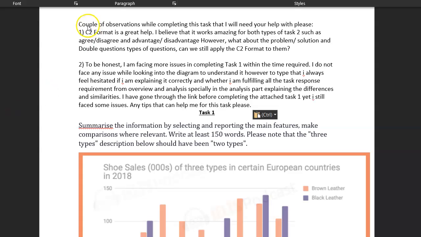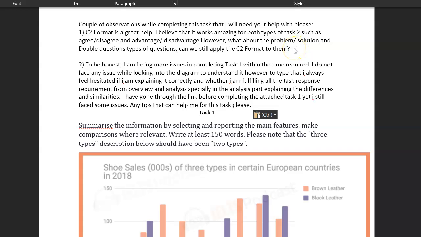Let me just try and answer your questions here rather than typing to you. C2 format, yeah, it's great for agree, disagree, advantage, disagree. Problem solution is a little bit different. Double questions, I'm not sure what you mean by that.